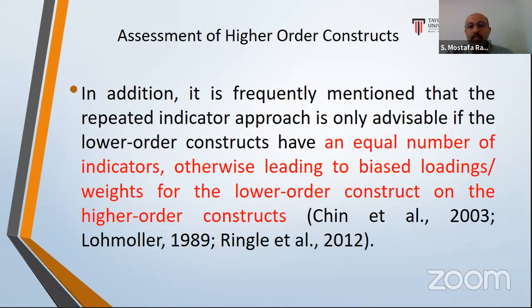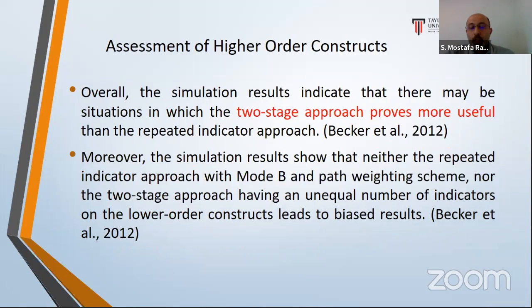common mistakes. For example, the traditional thinking is that if we use repeated indicators, the number of indicators in each construct should be equal. But they confirmed that this is not the case. The number of indicators can be different, and it's not compulsory to be equal. But overall, they suggested the two-stage approach.